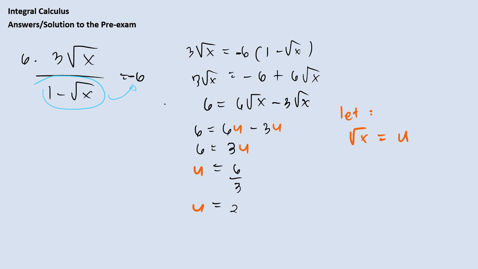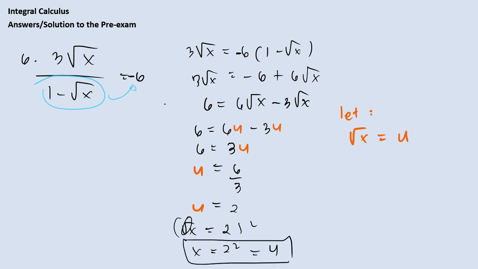Now, ibalik natin. So, square root of x is equal to 2. Then, x is equal to, okay, so, square both sides. So, cancel na yung square root dito. Mawawala siya. So, magiging 2 raised to 2, which is equivalent to 4. Yan ang sagot. x equals 4.